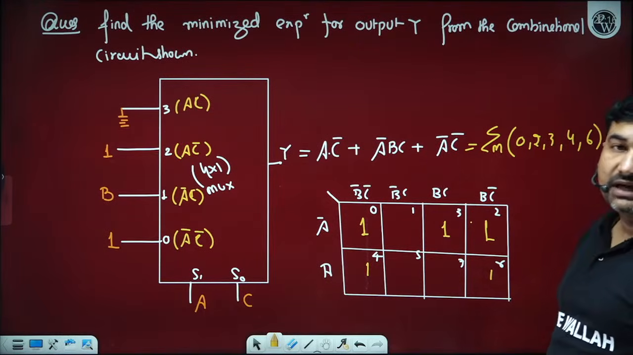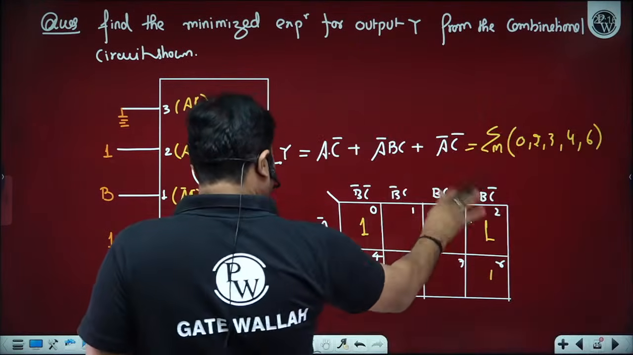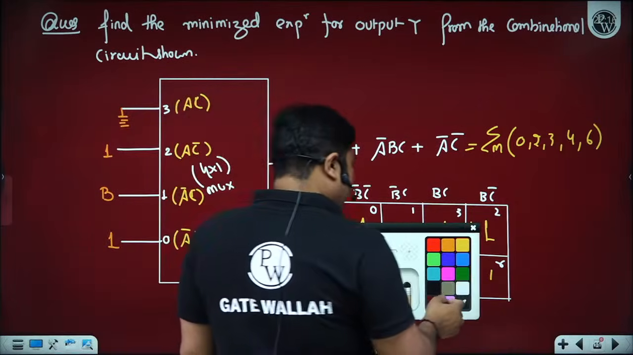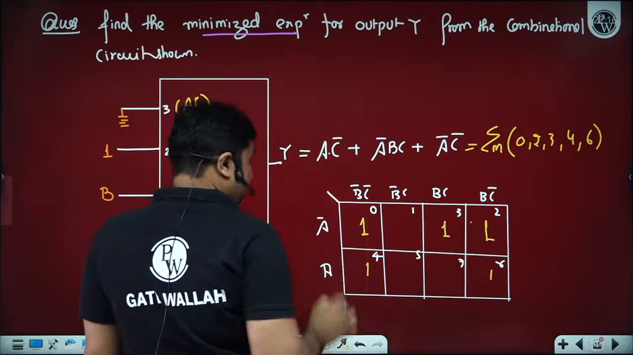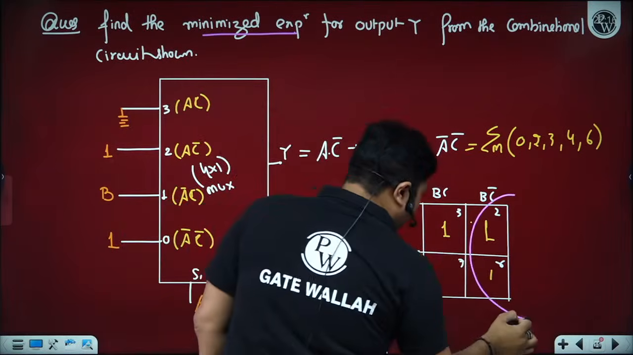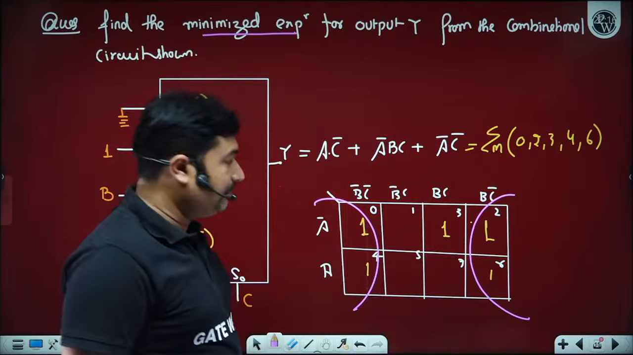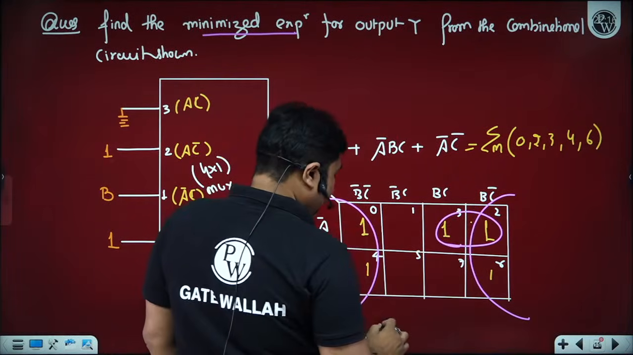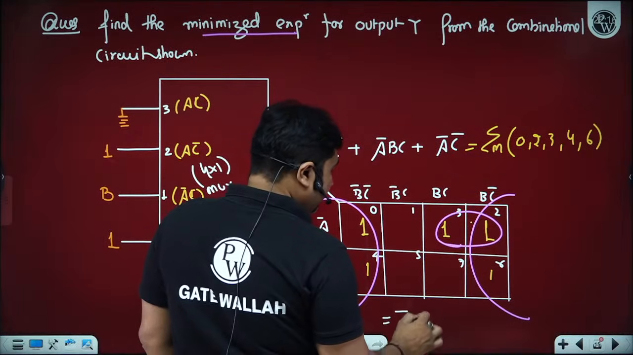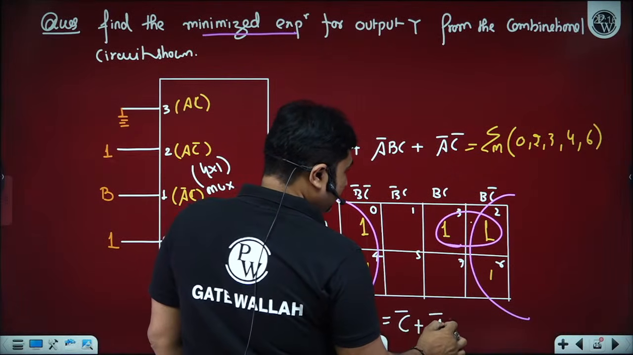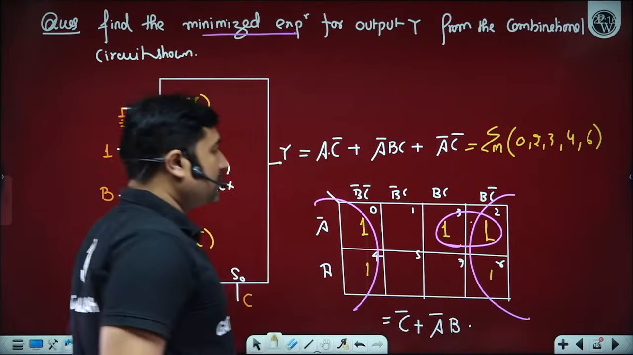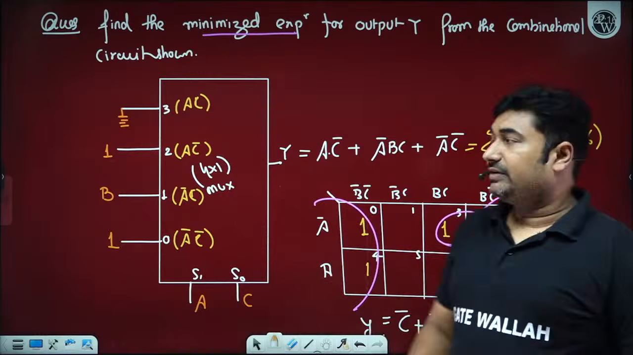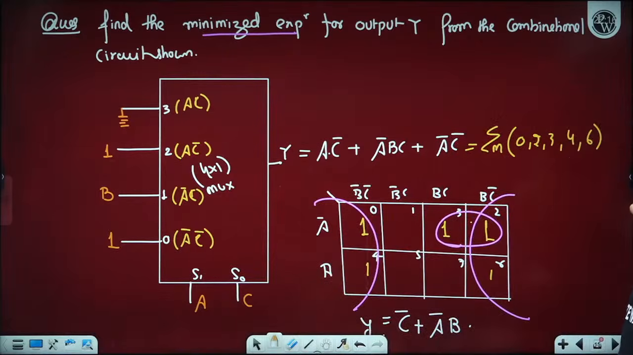Also we can observe all the other intermediate expressions or a minimal expression. For a minimal, because it is a minimized expression, we need to identify. We have a quad, and from this quad we get C bar, and then we have a pair. So what is the minimized expression we are getting? We are getting C bar plus A bar B. So this is the minimized output logical expression that we are getting from this output of the multiplexer.